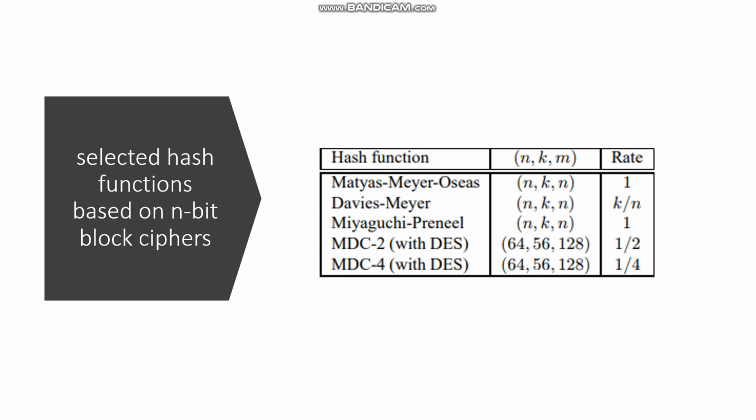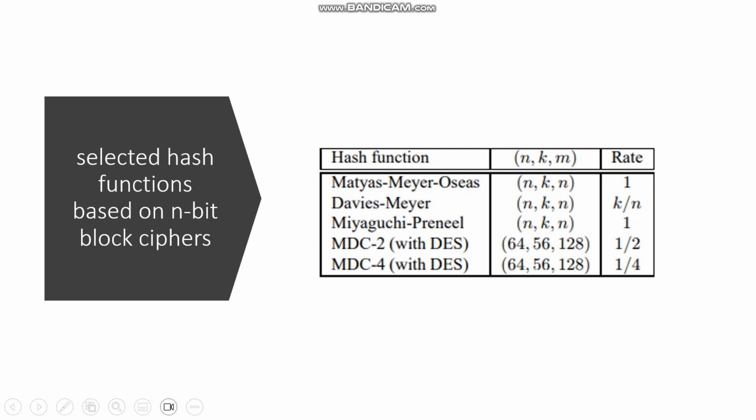These Matyas-Meyer-Oseas and MDC-2 algorithms are the basis, respectively, of the two generic hash functions in ISO standard 10118, each allowing use of any n-bit block cipher E, and providing hash codes of bit lengths m less than or equal to n, and m less than or equal to 2n, respectively.